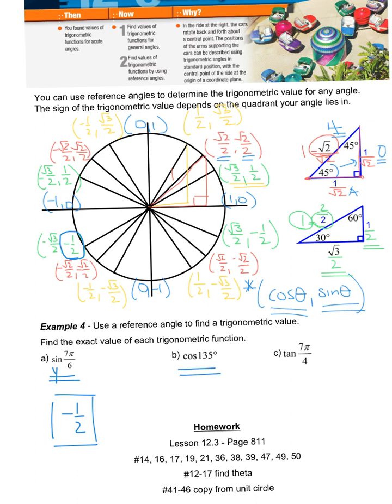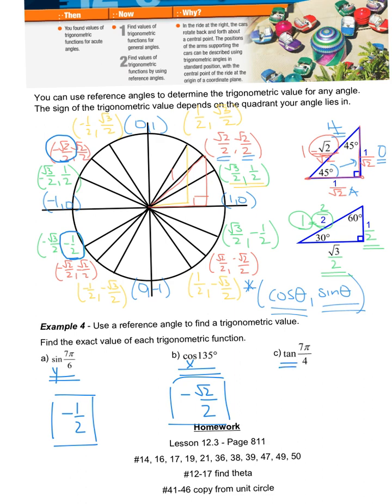Cosine of 135 degrees. So I'm thinking, remember, cosine's always tied to your x value. So I'm thinking, what's my x value at 135? So I go to 135 on the unit circle, and I wind up with -√2/2.